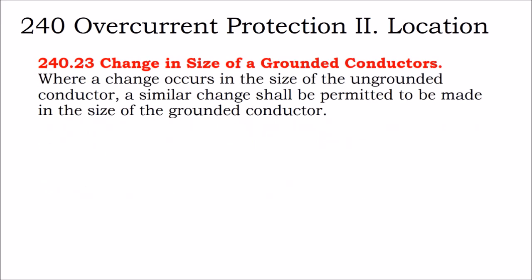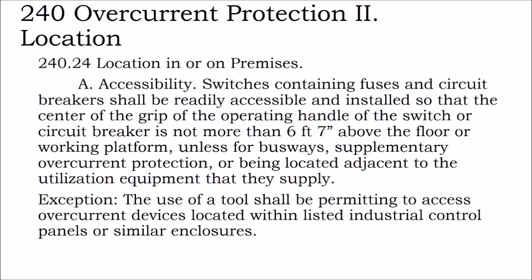Now, change in size of the grounded conductors. Whenever a change in size occurs of the ungrounded conductor, a similar change in size shall be permitted to be made in the size of the grounded conductor, which means that if you're upsizing your cable due to voltage drop, you also upsize your neutral. If you have an undersized neutral, you still give it +1 size, similarly to the upsizing of your conductors.